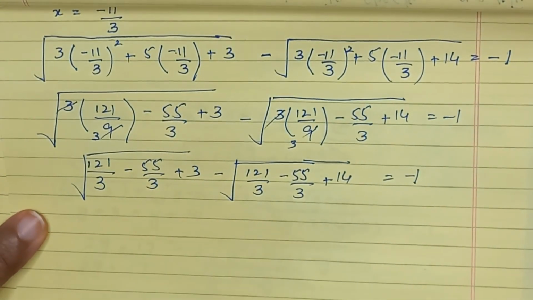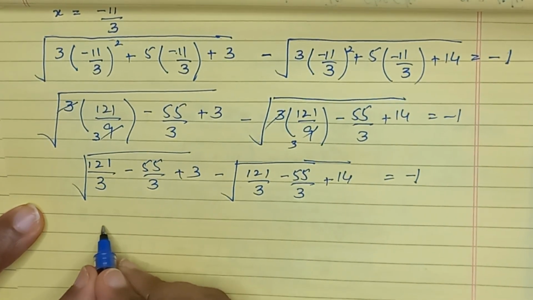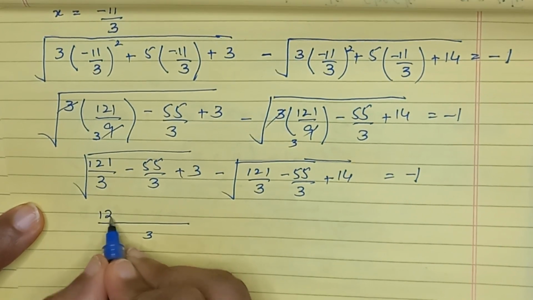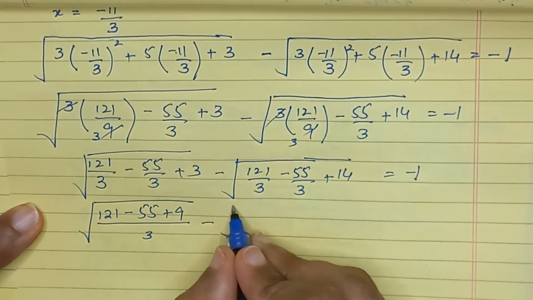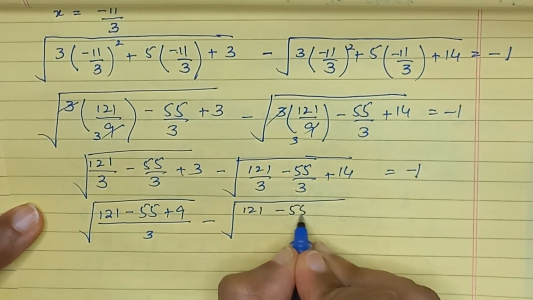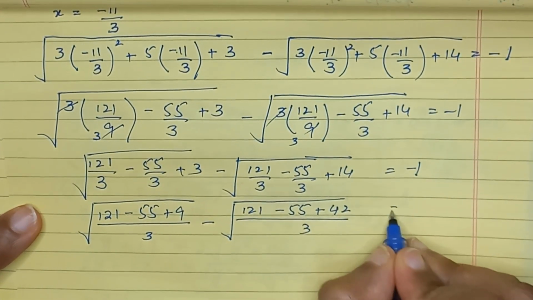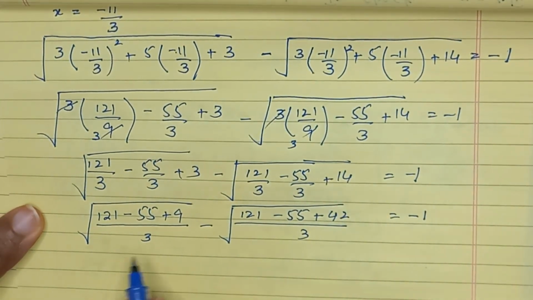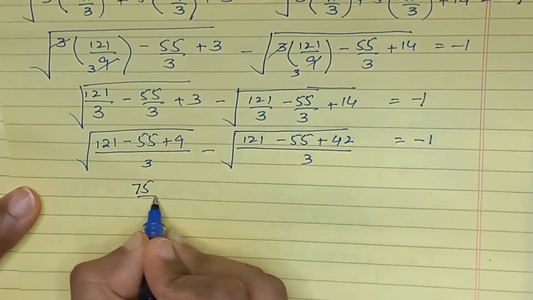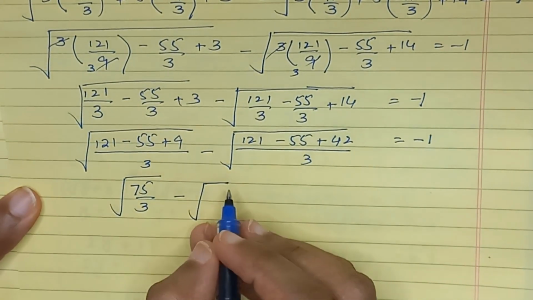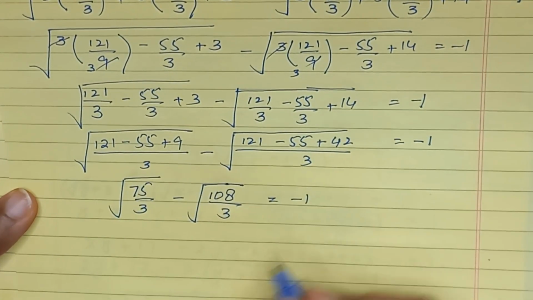Now we will simplify. The LCM of these terms is 3. So it will become √((121 − 55 + 9)/3) − √((121 − 55 + 42)/3), because 14 times 3 is 42, which is equal to −1. So it will become √(75/3) − √(108/3), which is equal to −1.